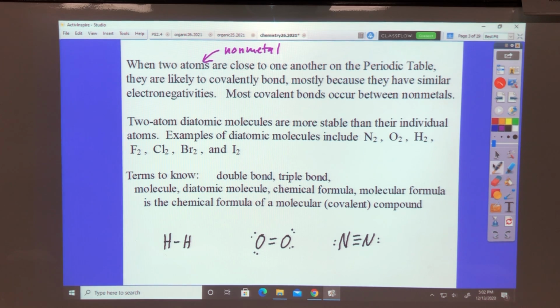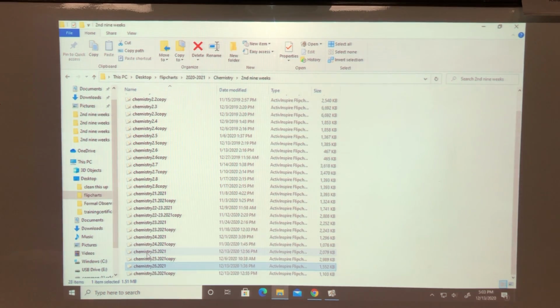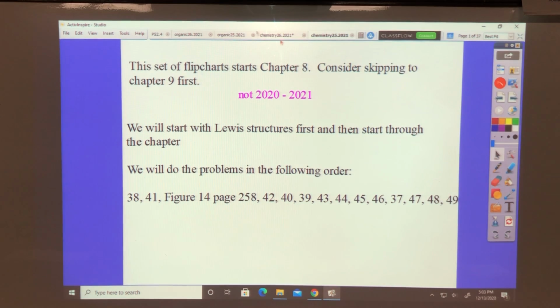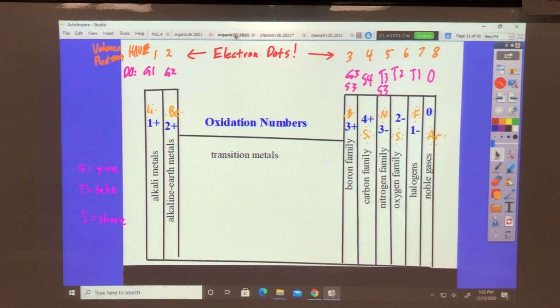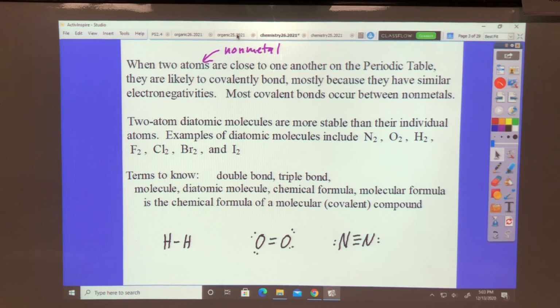There are diatomic molecules: N2, O2, H2, F2, Cl2, Br2, and I2. I want to show you where these are on the periodic table.